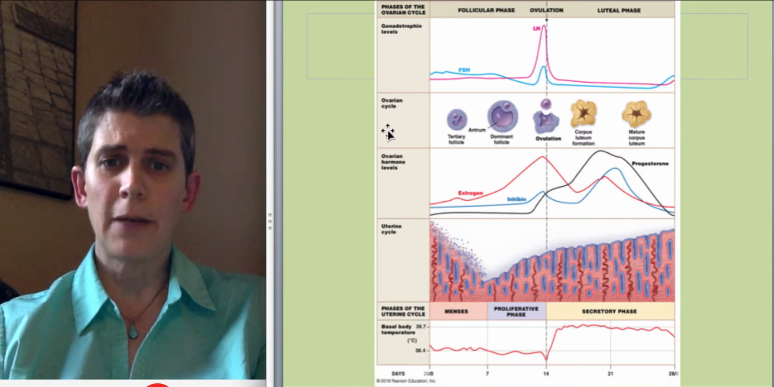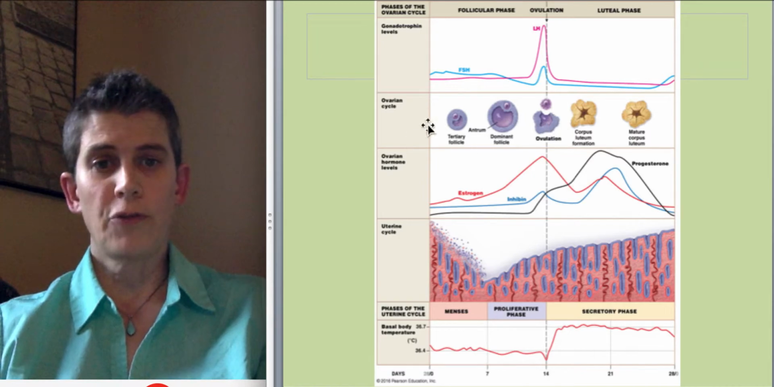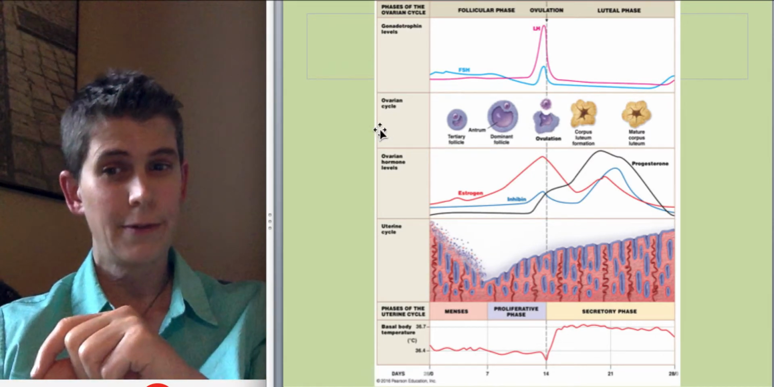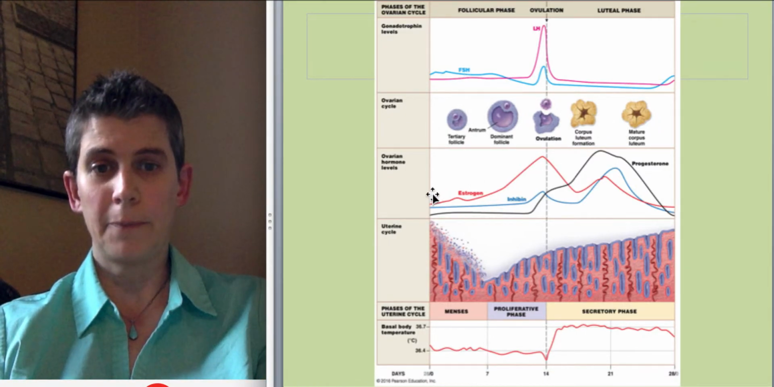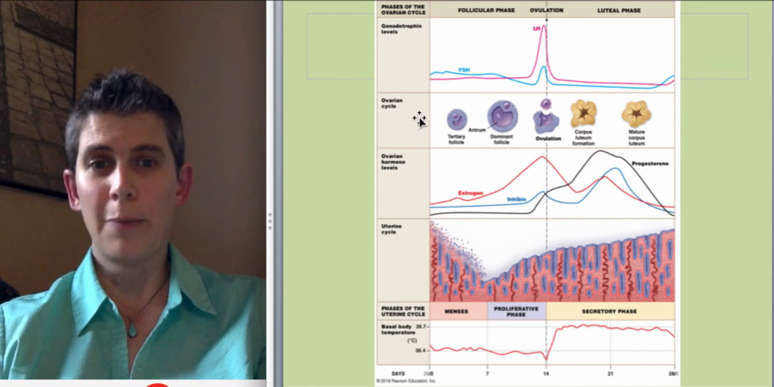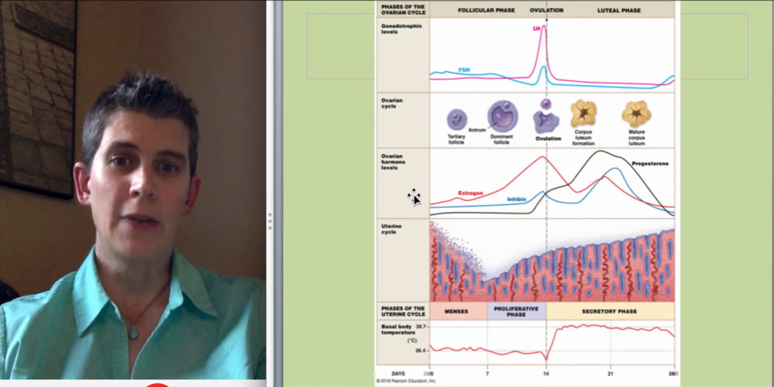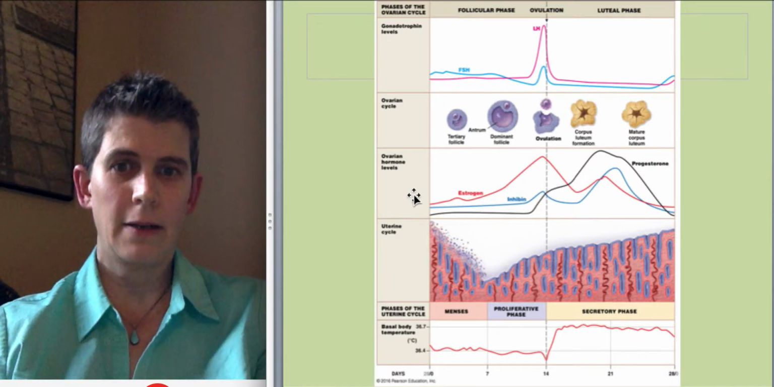Then in the next panel here, we have what's happening in the ovary. First, remember the ovary has two things going on. It's making hormones and it's making eggs. So here's the eggs that are developing, and then here are the changing hormones. So again, primarily this row is going to be the responsibility of FSH, and this row is going to be the responsibility of LH. But as you'll see, it gets complicated.